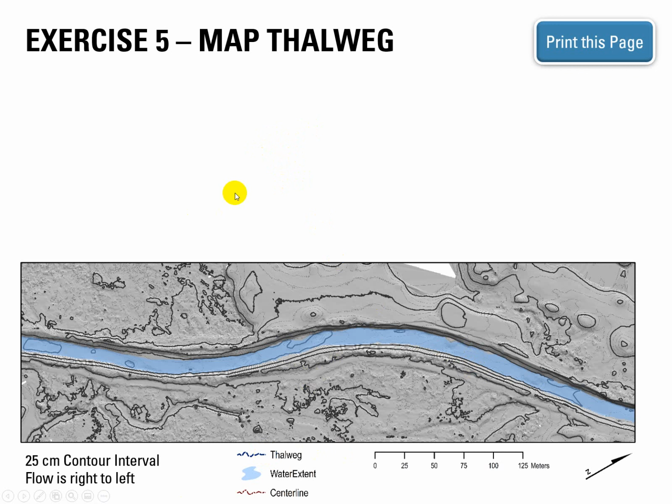So go ahead and print that out. Hit pause and attempt to map the thalweg. Where is the deepest part of the channel? Hint, flow is from right to left.